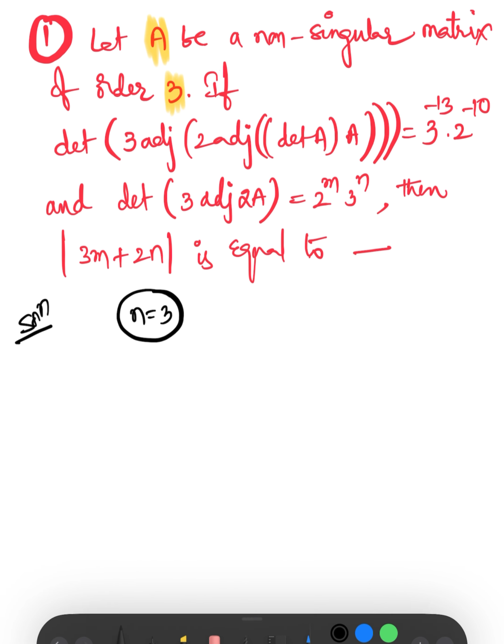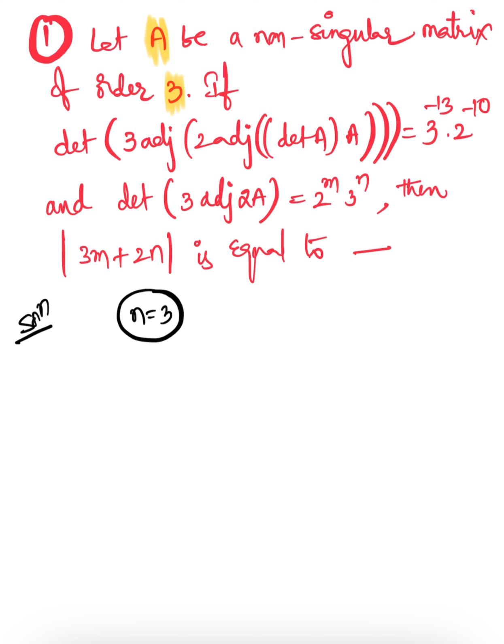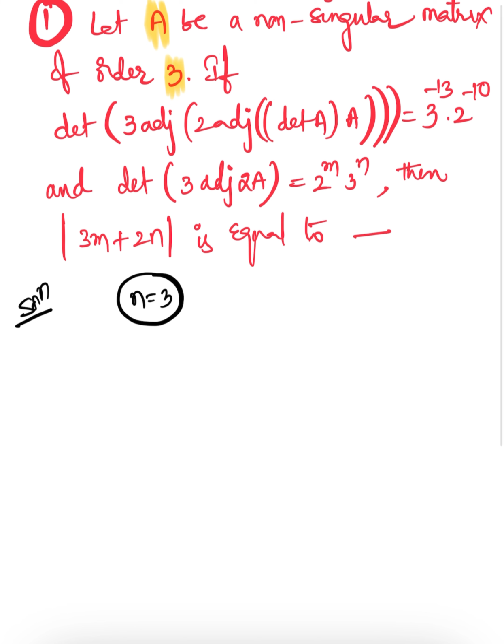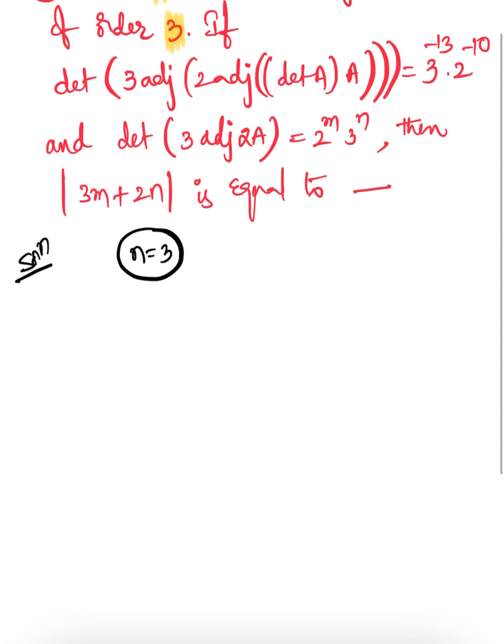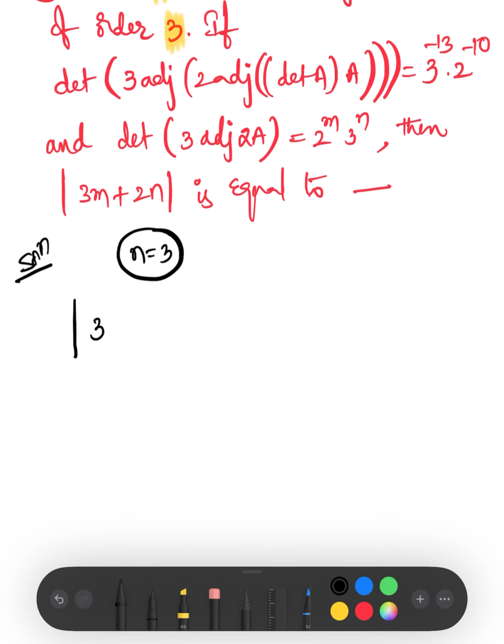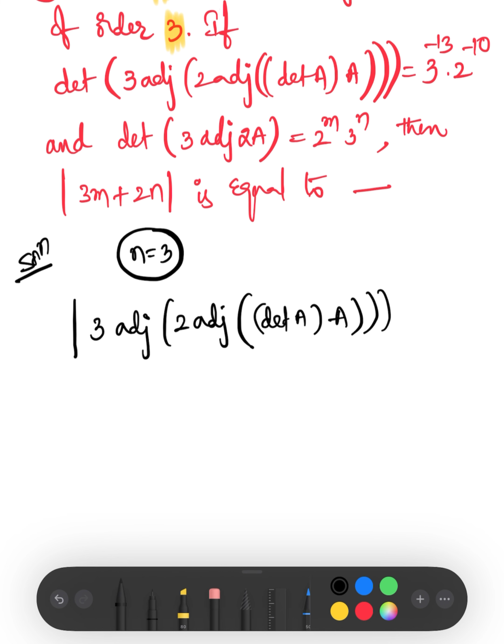Now the given condition: he didn't mention det A, but they gave det of 3 times adjoint of 2 times adjoint of det A into A equal to 3 power minus 13 into 2 power minus 10. The next condition is also given. From this we need to find the modulus of 3m plus 2n value. Now coming to the first condition, it is det of 3 times adjoint of 2 times adjoint of det A into A, which is equal to 3 power minus 13 into 2 power minus 10.